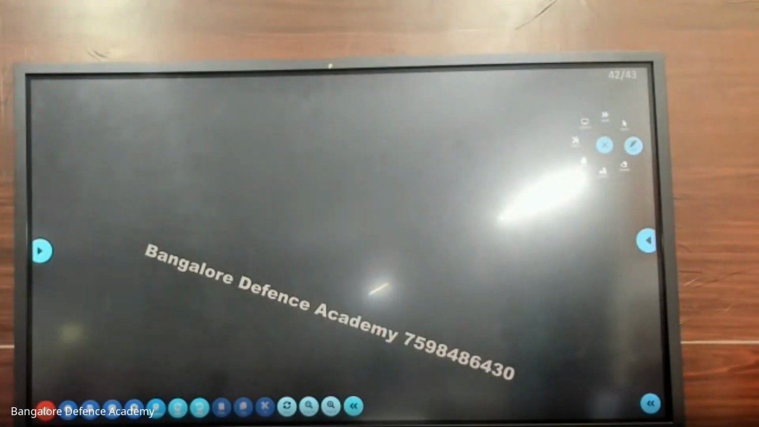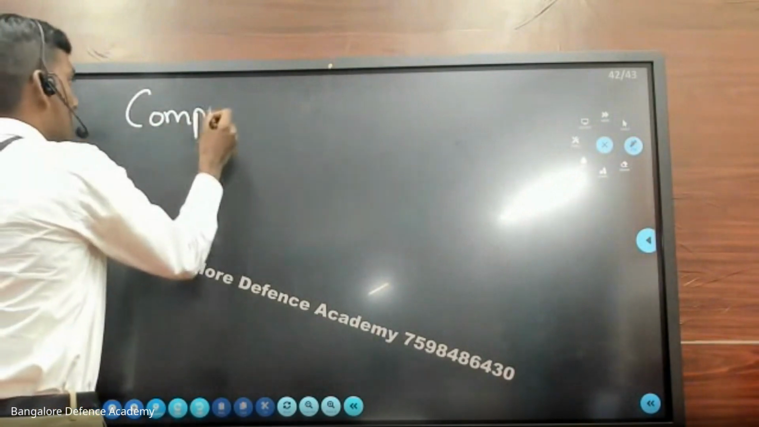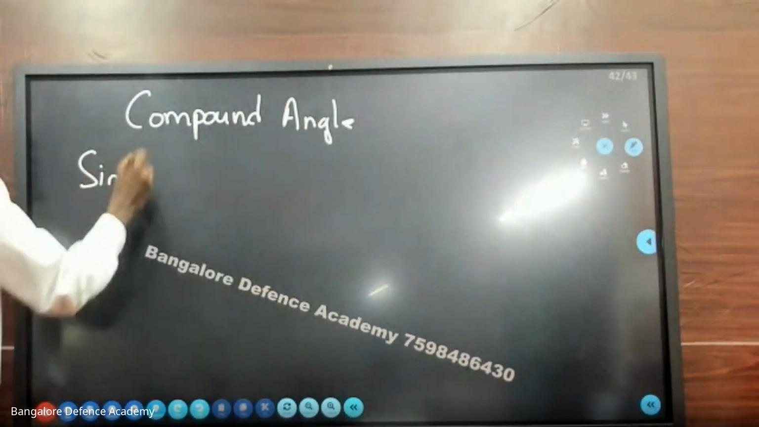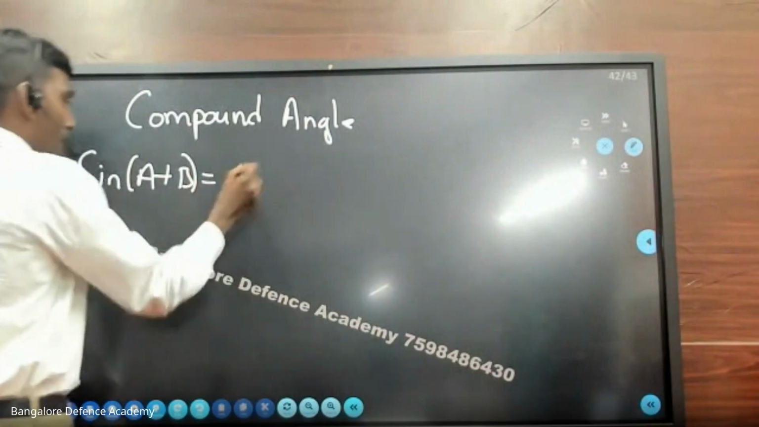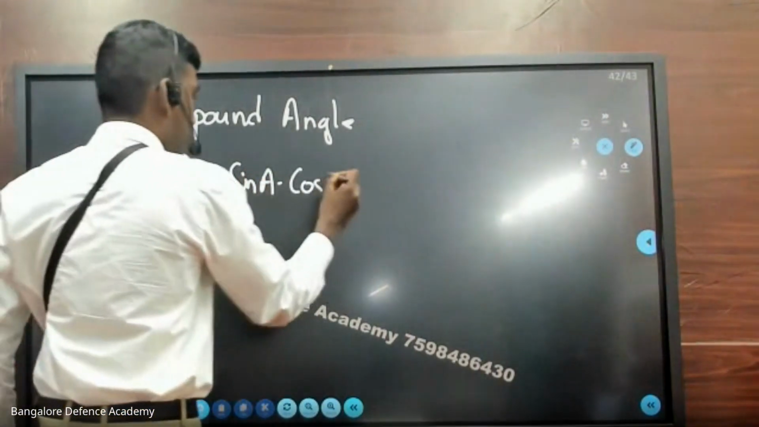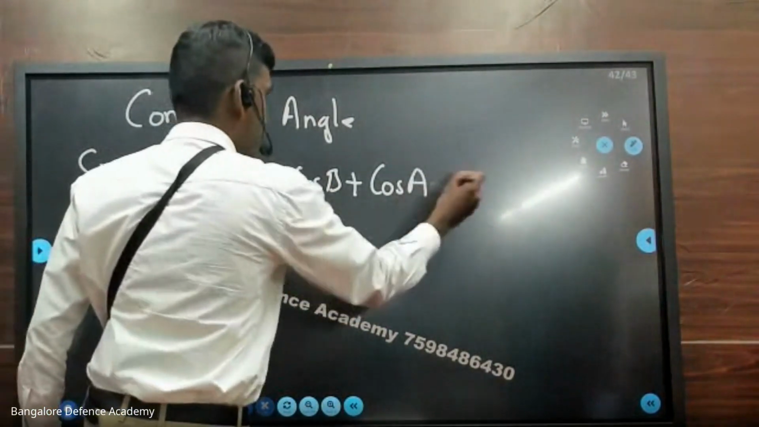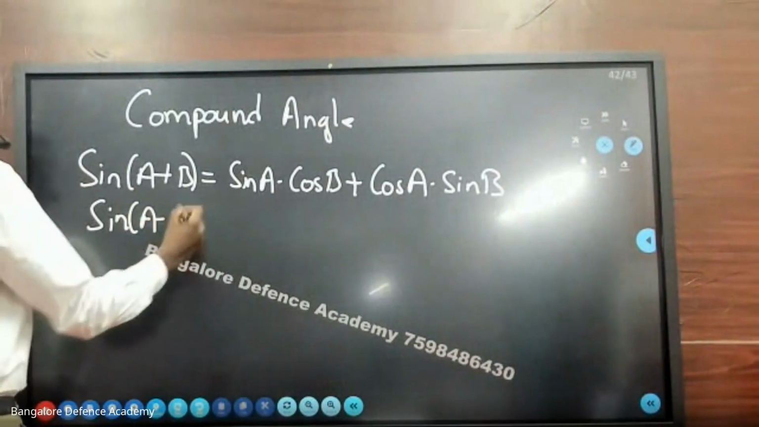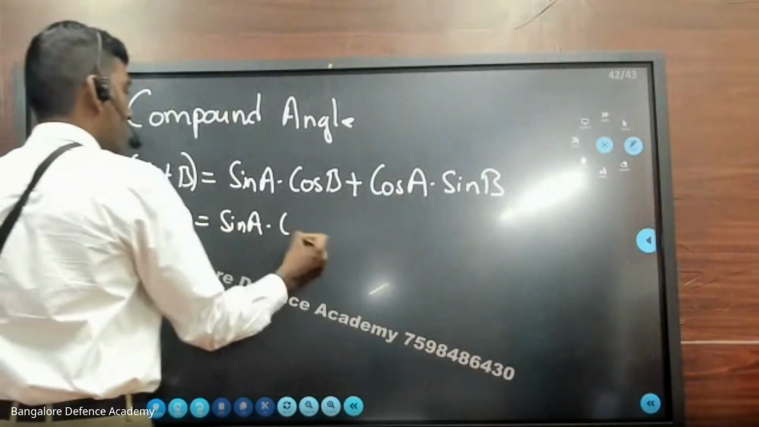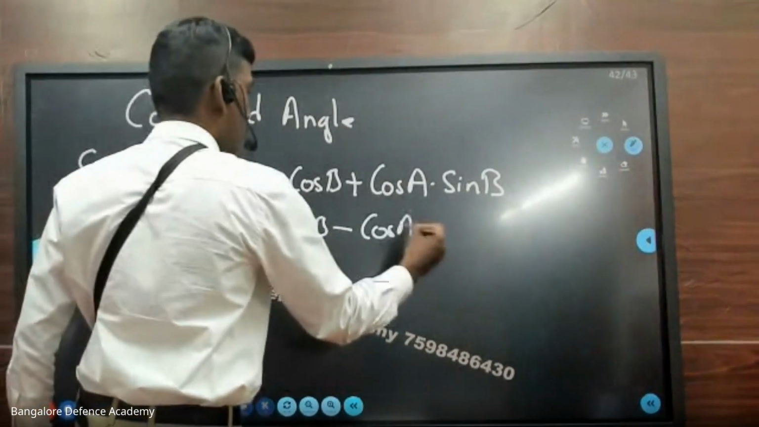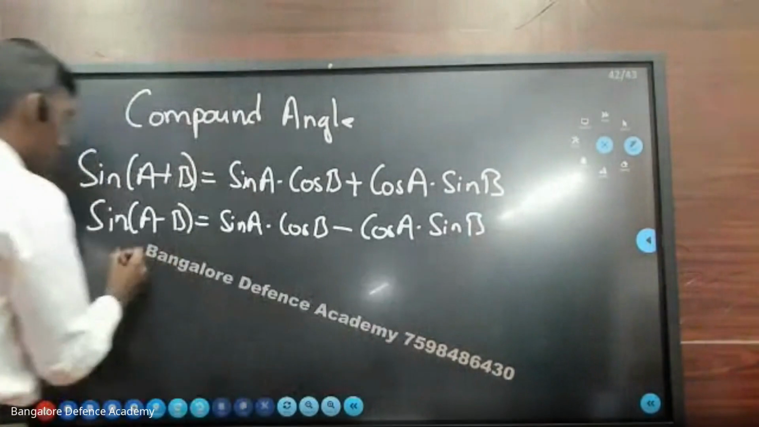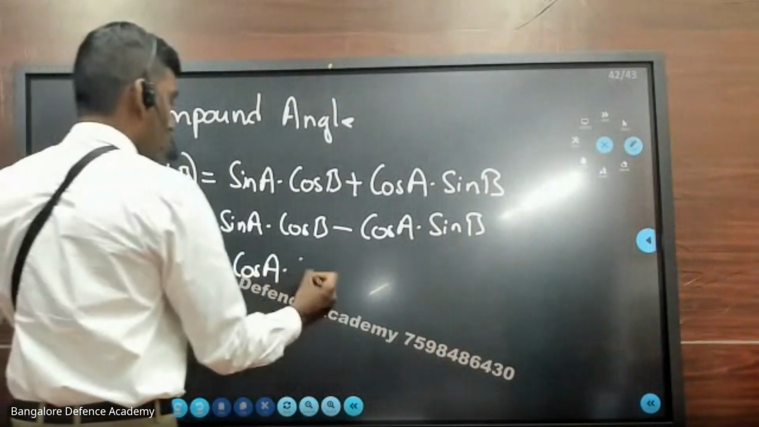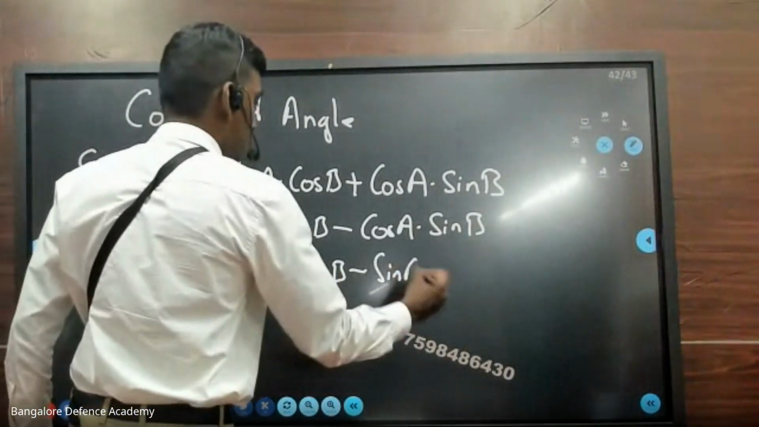Ready? This is called the compound angle formula. Quickly write it down. No talking. Sin of A plus B is sin A cos B plus cos A sin B. Next, sin of A minus B is equal to sin A cos B minus cos A sin B. Next, cos of A plus B is equal to cos A cos B minus sin A sin B.